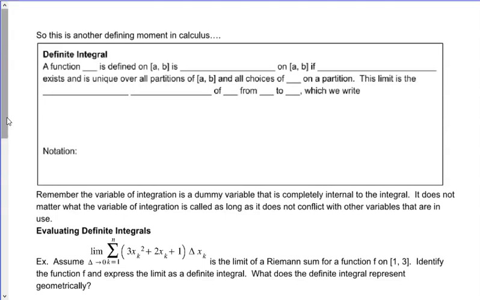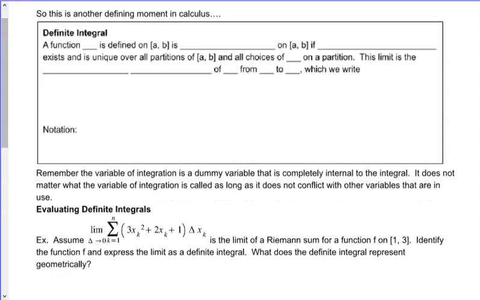So, this is another defining moment in calculus right here, where we talk about the definite integral and giving us the area under the curve. And in this case, we're just starting with the net areas. We'll talk about the actual area if we have some negative regions in a little bit.